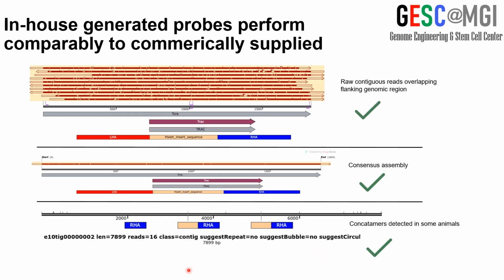Digging deeper into that data, we were able to identify these raw contiguous reads that overlap flanking genomic regions. So this suggests that we're not missing out on these on-target long reads using these probes. We were able to successfully assemble consensus sequences, and in some of the animals, we were even able to detect concatemers, which again suggests these in-house probes perform as they need to.